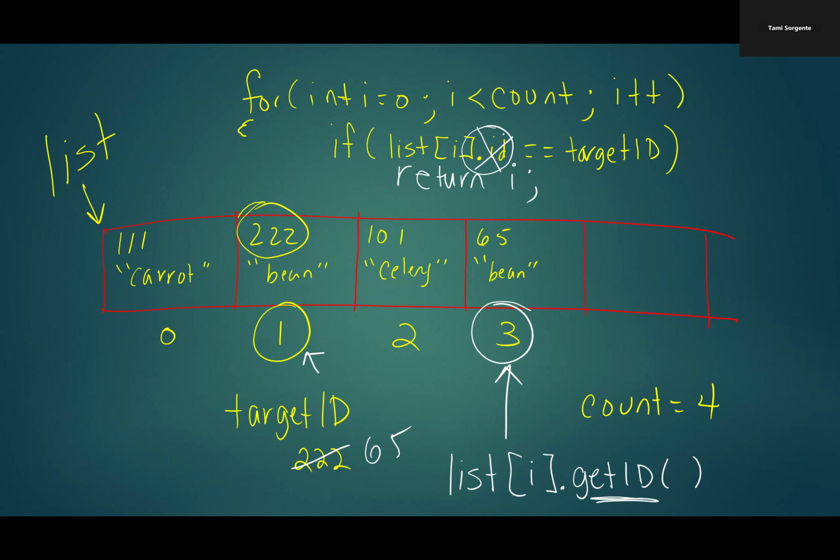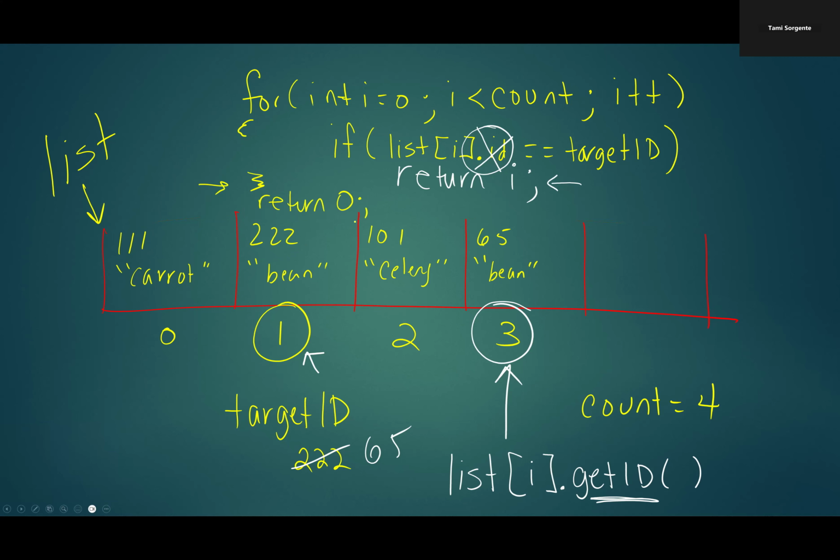And if we find it, we will return this. If after searching through the entire list, this is the end of the loop right here, we do not find a match, then we will return 0. Why? Because in my case, I'm going to return the first one on the list.